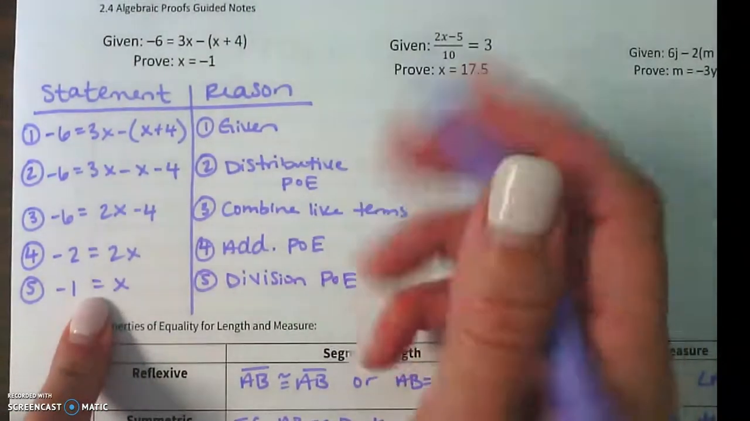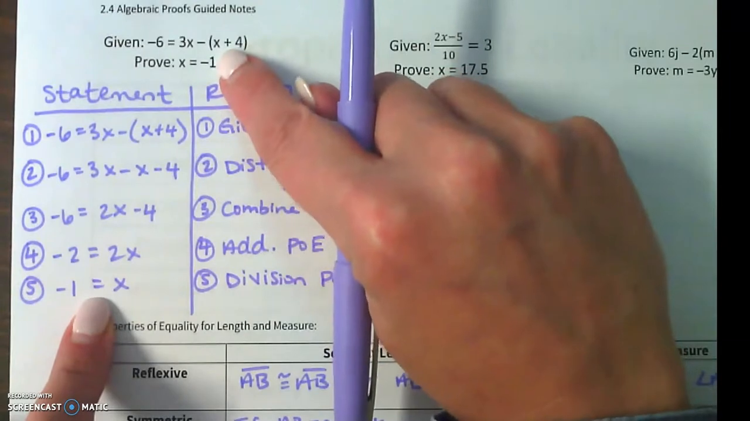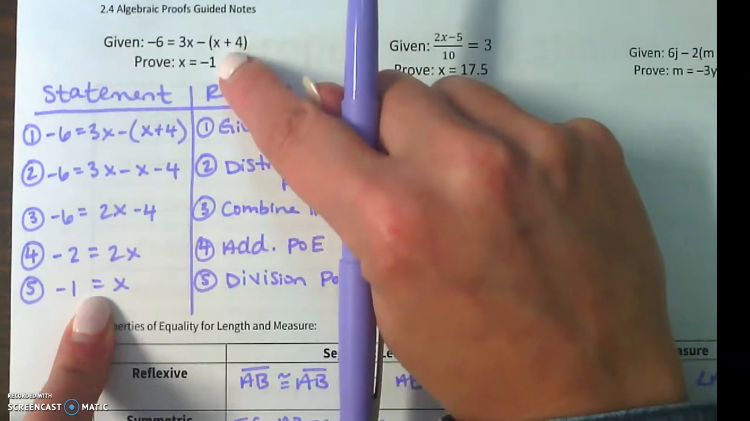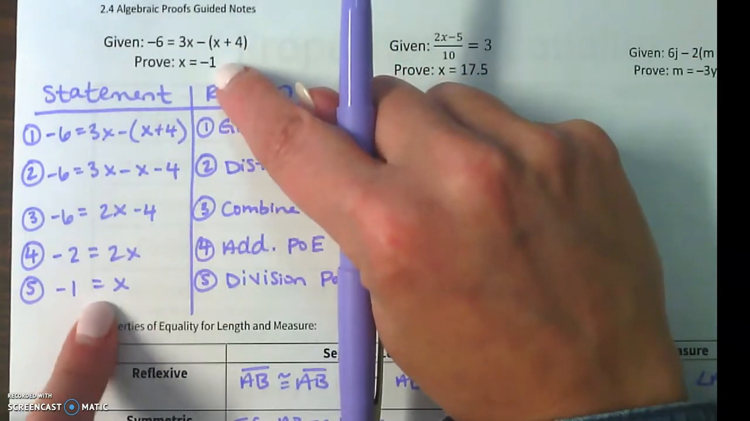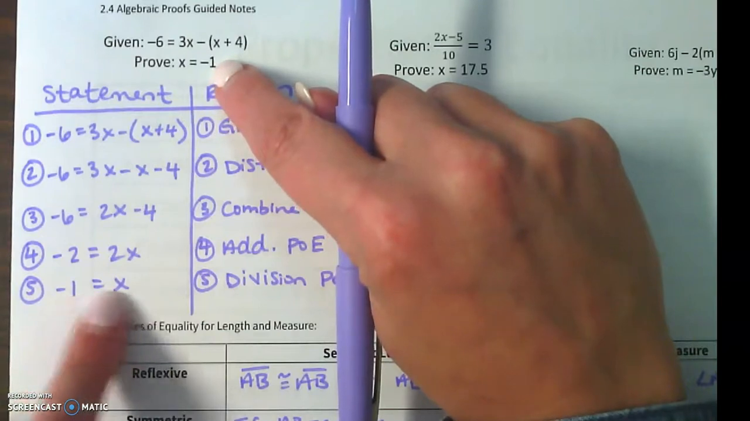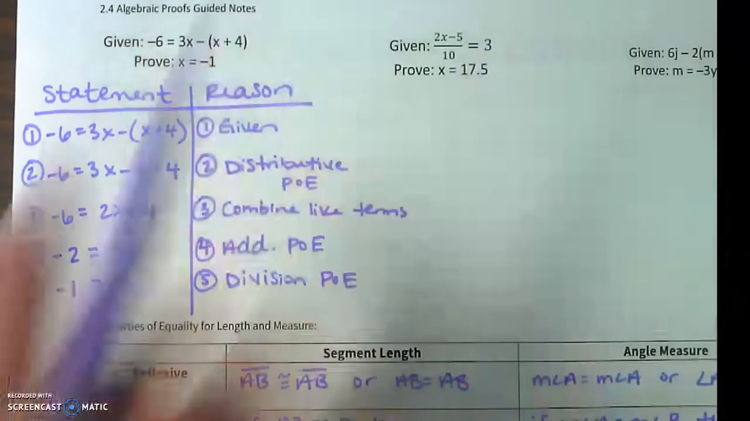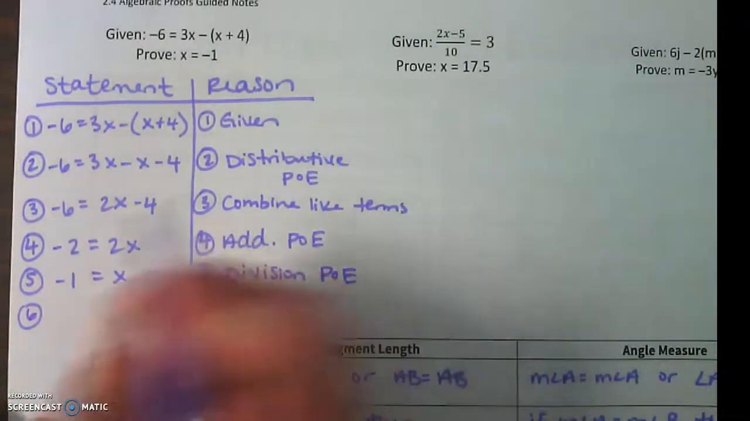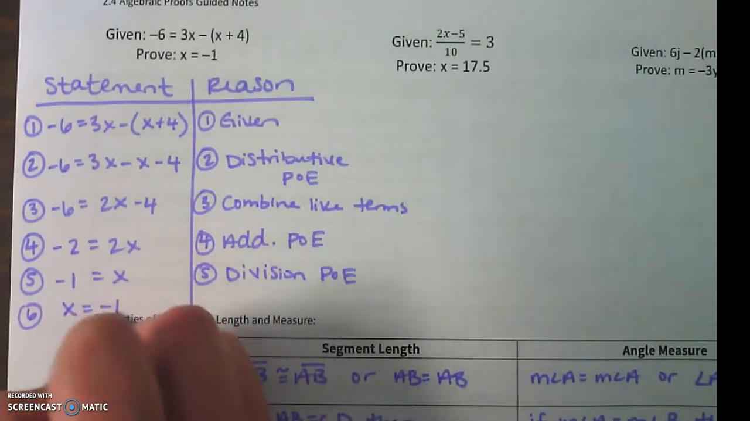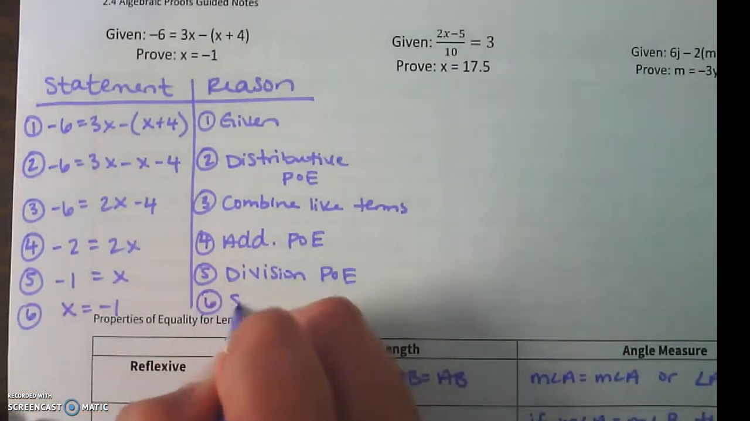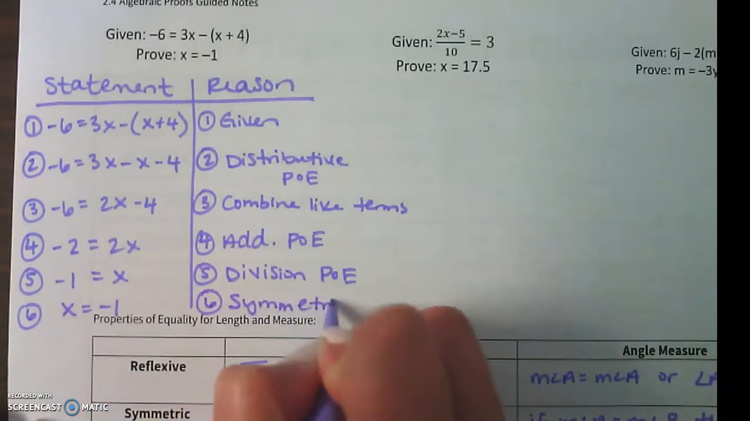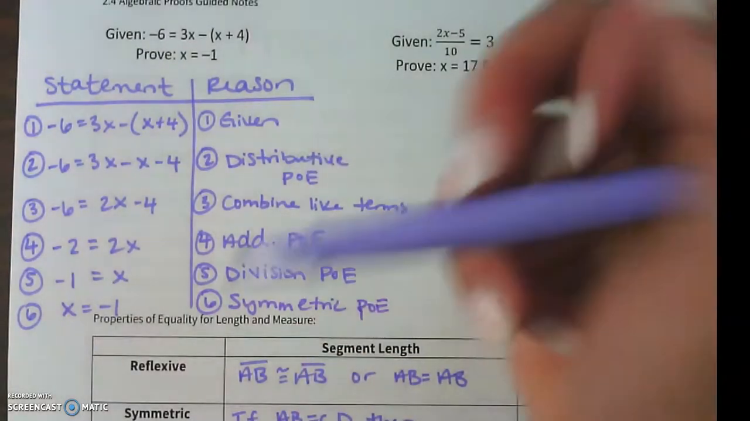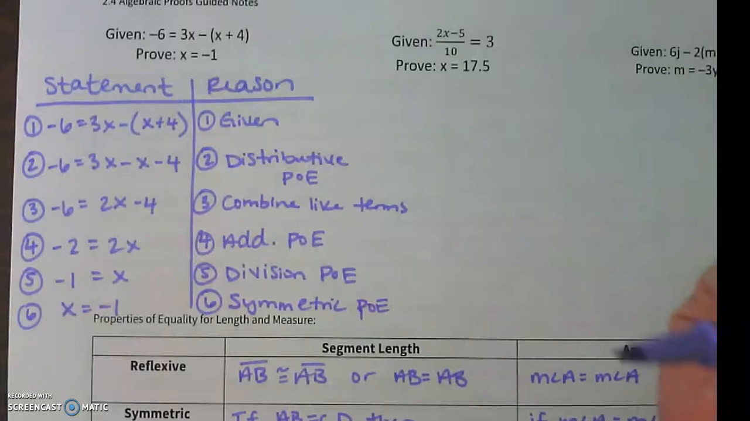Lastly, we have solved for x, but we need our final statement to match exactly what our prove statement is. So given is always first, prove is always last. So we want it to look exactly like it does up here. So we're going to have to use that symmetric property to switch what that looks like here. So we're going to make statement number 6 as x equals negative 1, and we were able to make that switch because we used that symmetric property of equality. And there we have proven that x is equal to negative 1.